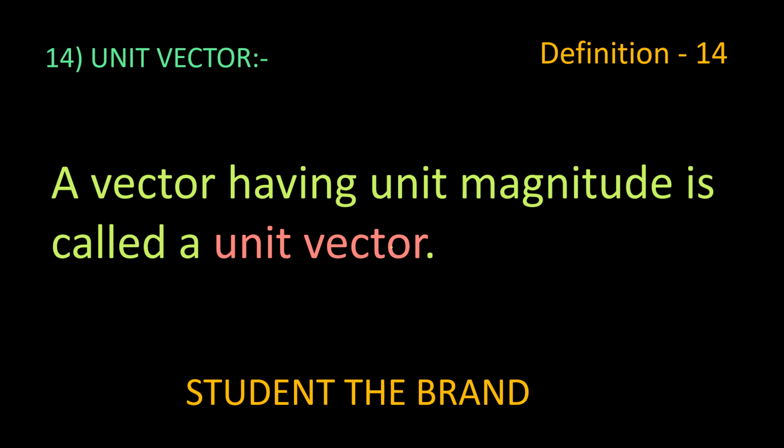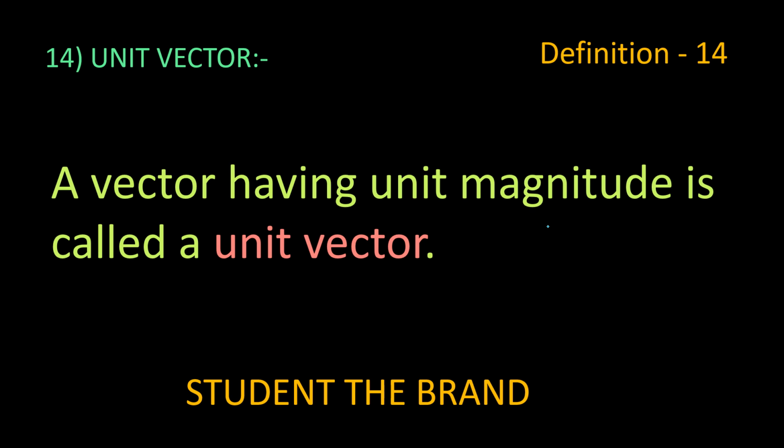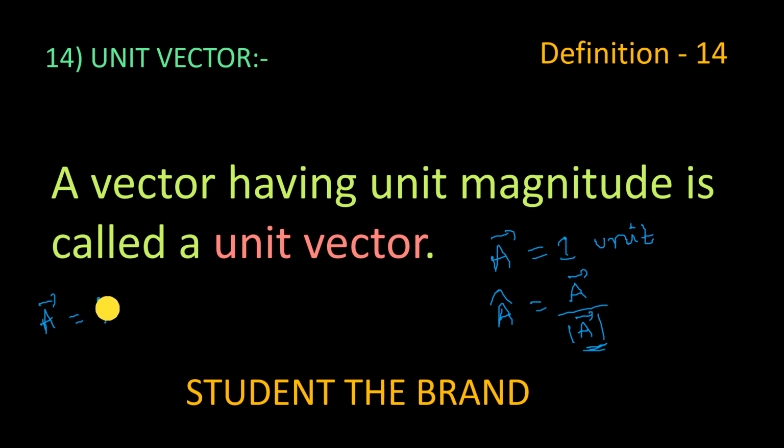Next, unit vector. A vector having unit magnitude is called a unit vector. Suppose I am taking vector A bar, whose magnitude is 1 unit. We can also take A cap equal to A bar by mod A bar. So we have to find out the magnitude. Suppose I am considering A bar equal to I cap plus J cap plus K cap. If I take this vector, its magnitude must be equal to 1, right?